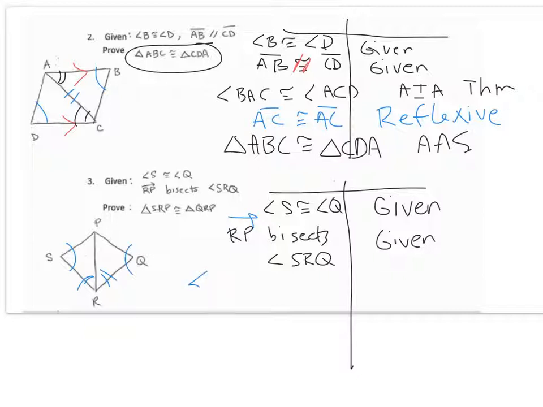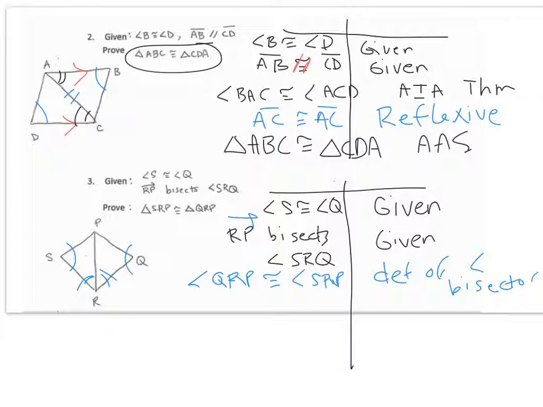So angle QRP is congruent to angle SRP by the definition of angle bisector.